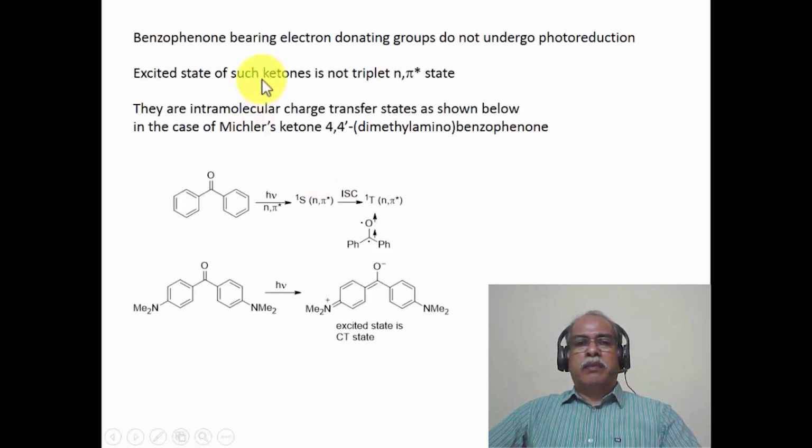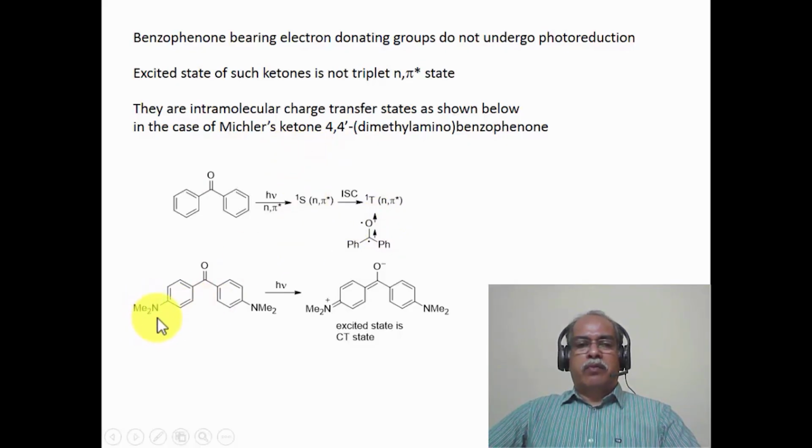final product. Benzophenones bearing electron donating groups unfortunately do not undergo this reaction for two reasons. It could be that the electron donating group, for example, if you put a methoxy group or a phenyl group on the para position of the benzophenone, the lowest excited state becomes a pi-pi star excited state. Under the pi-pi star excited state, the carbonyl oxygen does not have the ability to abstract the hydrogen from the alcohol or the hydrogen donor.